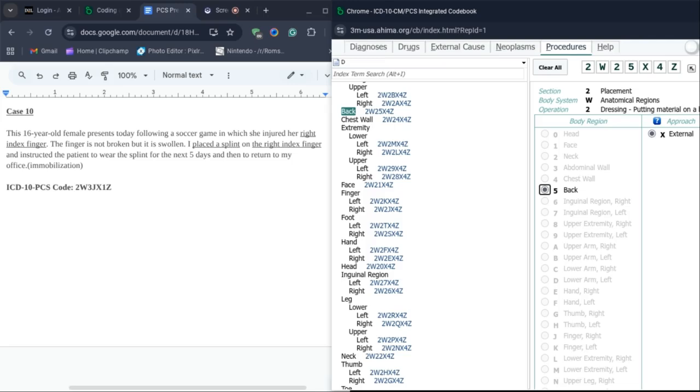Case number 10. This 16-year-old female presents today following a soccer game in which she injured her right index finger. The finger is not broken but is swollen. I placed a splint on the right index finger and instructed the patient to wear the splint for the next 5 days and return to my office.